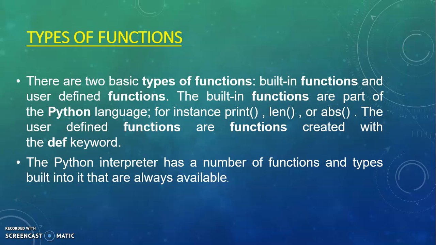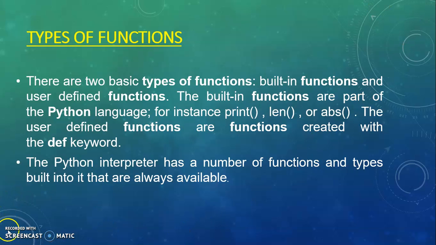Just like I told you about print, we have a number of functions like len. Len is used to find the length of a string or whatever. And if you want to find the absolute value of a number, then you can use abs, that is the absolute function.